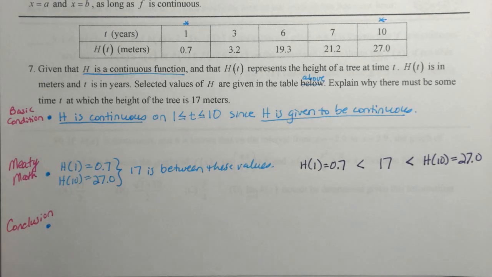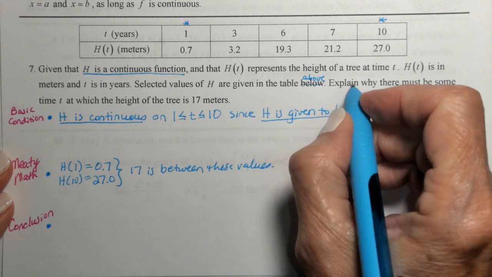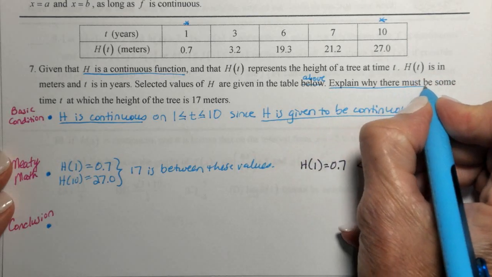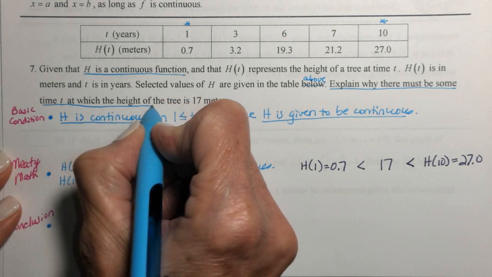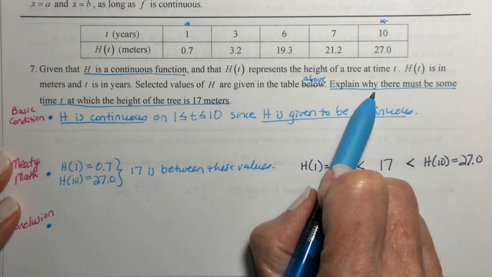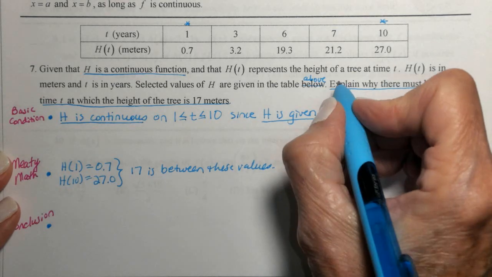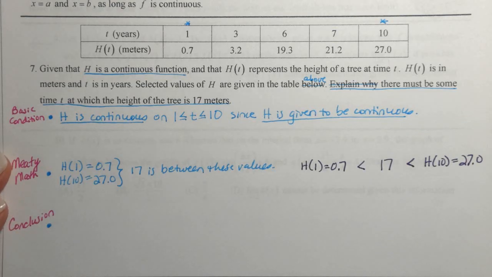And boy, do kids tend to have problems just writing the conclusion. But here's my best advice to you. Go to what they said to do. Here's what they said to do. They said to explain why there must be some time t at which the height of the tree is 17 meters. Go to that sentence. Get rid of the "explain why" and rewrite everything that comes next. And you'll always get your conclusion.